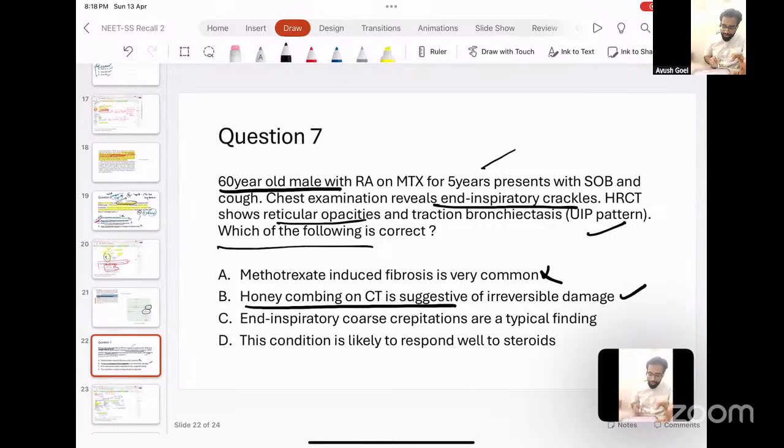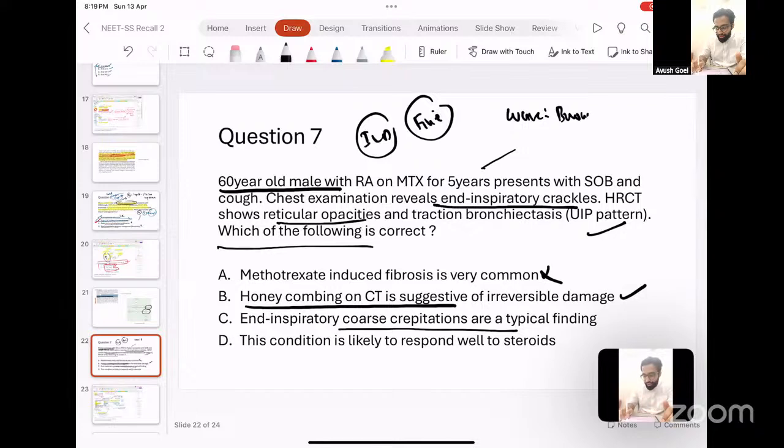If we come to the third option, end inspiratory coarse crepitations are a typical finding. From your MBBS days, from your MD medicine exams, on your practicals, we all know crepitations could be fine crepitations and coarse crepitations. Fine crepitations are usually seen in patients with pulmonary edema or in patients with interstitial lung disease. So what ILD patients have is a fine crepitation. Whereas coarse crepitations are usually seen in patients with bronchiectasis. So again, nothing very extraordinary about this. All of you would have known that this option was wrong. It had to be end inspiratory fine crepitations.